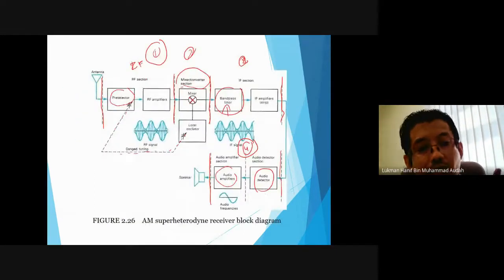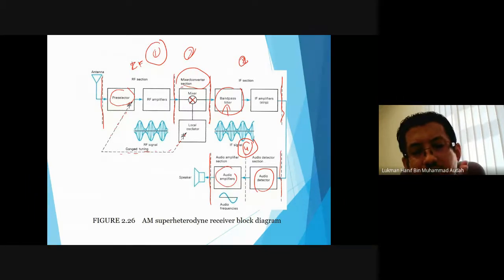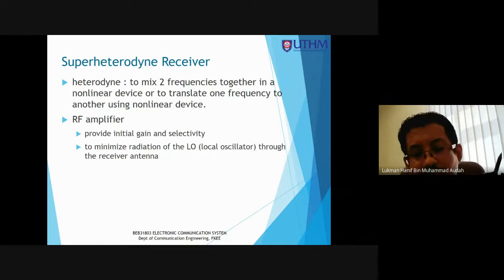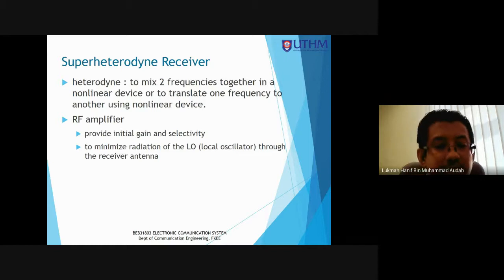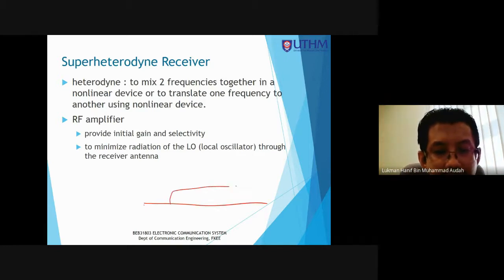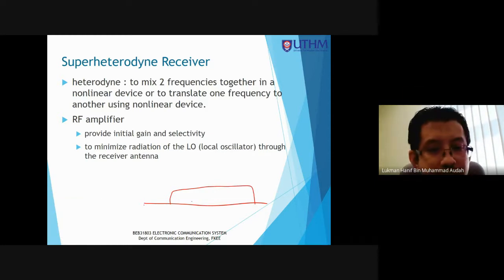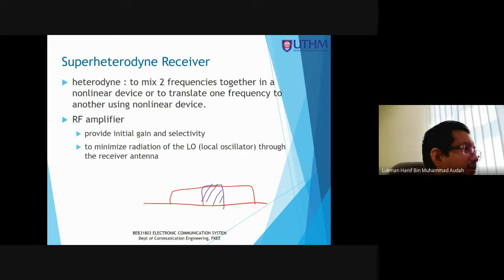So now we want to look one by one. Tadi kita dah lihat pre-selector, kita dah lihat section yang keempat, audio detector section. Okay, so now we want to look one by one. Okay, so dalam case ini, slide yang ini RF amplifier. So RF amplifier is located after the pre-selector, after the tune circuit. That means, saya lukis balik. So after the receiver, okay, sorry kejap ada gangguan sekejap.